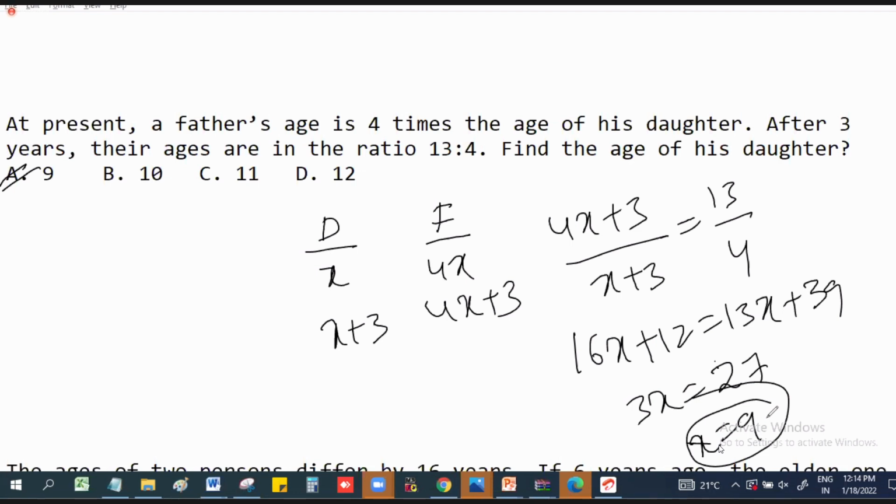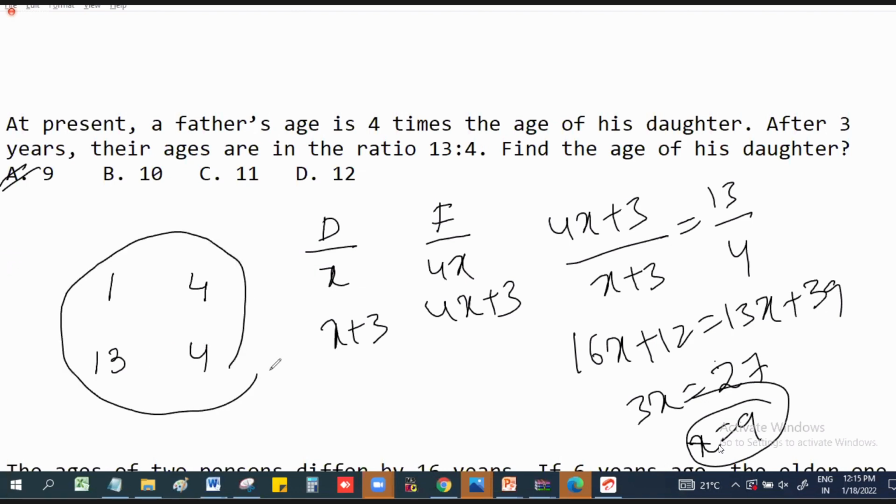Okay, so done with this. So the age of that particular person is what? 9. There is another method. The initial ratio is 1:4. After that, it's going to be 13:4. There is one more method by which we can solve it, but again, it's going to be a very hectic method.